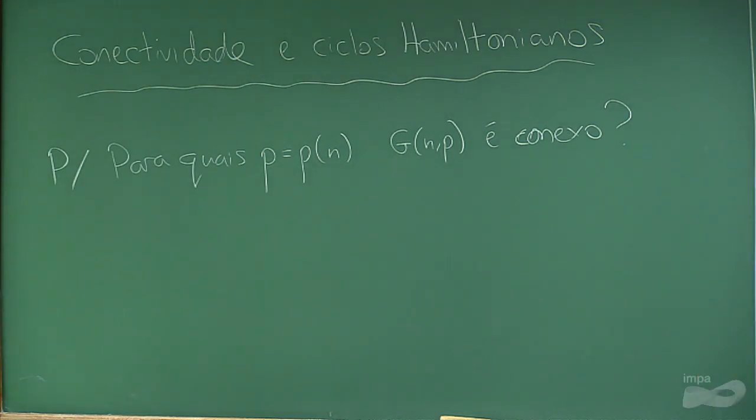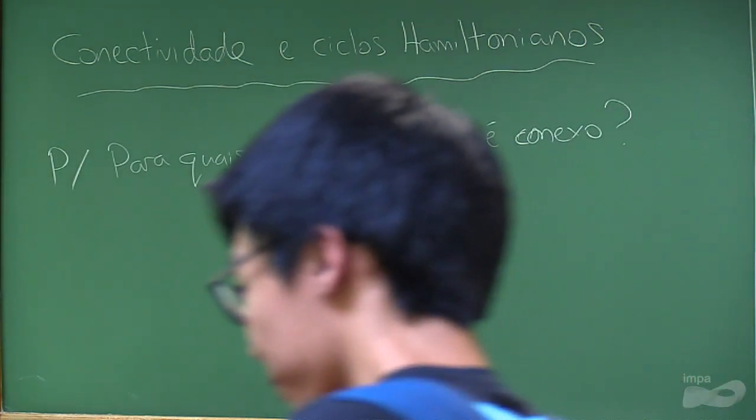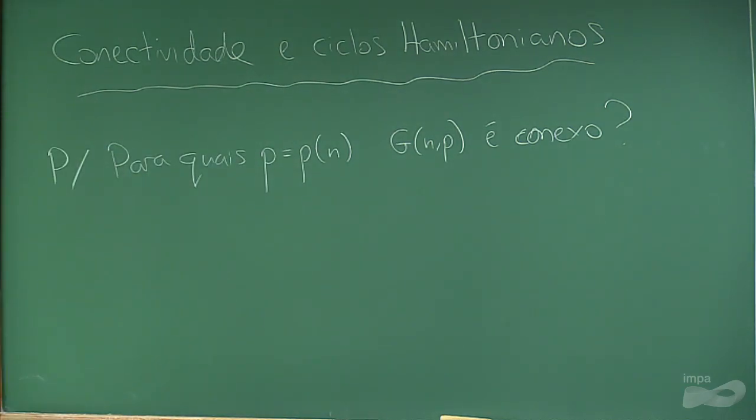For which values of p do we expect G(n,p) to be connected? And the hint was that it's like the calculation that we tried to do in the last class, and in the end maybe half succeeded, but easier.